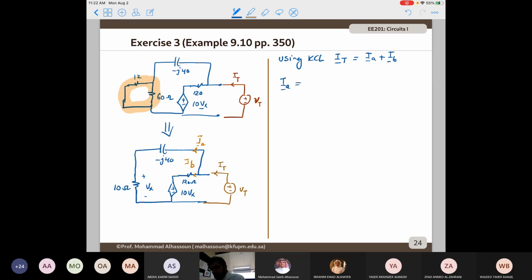So what is IA in this case? We can apply KVL on the outer loop. You don't need to apply KVL; it's going to be simple Ohm's law. Yes, it will be VT over 10 minus j40. Yes, exactly.